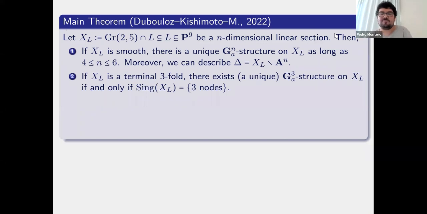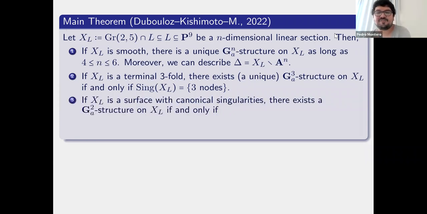The only thing that you may use here is that they are isolated singularities. So there are some points as singularities. Then there is a unique structure if and only if you have precisely three singularities, and these are nodes. You have only three nodes as singularities. And if you take another hyperplane section, you get a surface, a quintic del Pezzo surface.